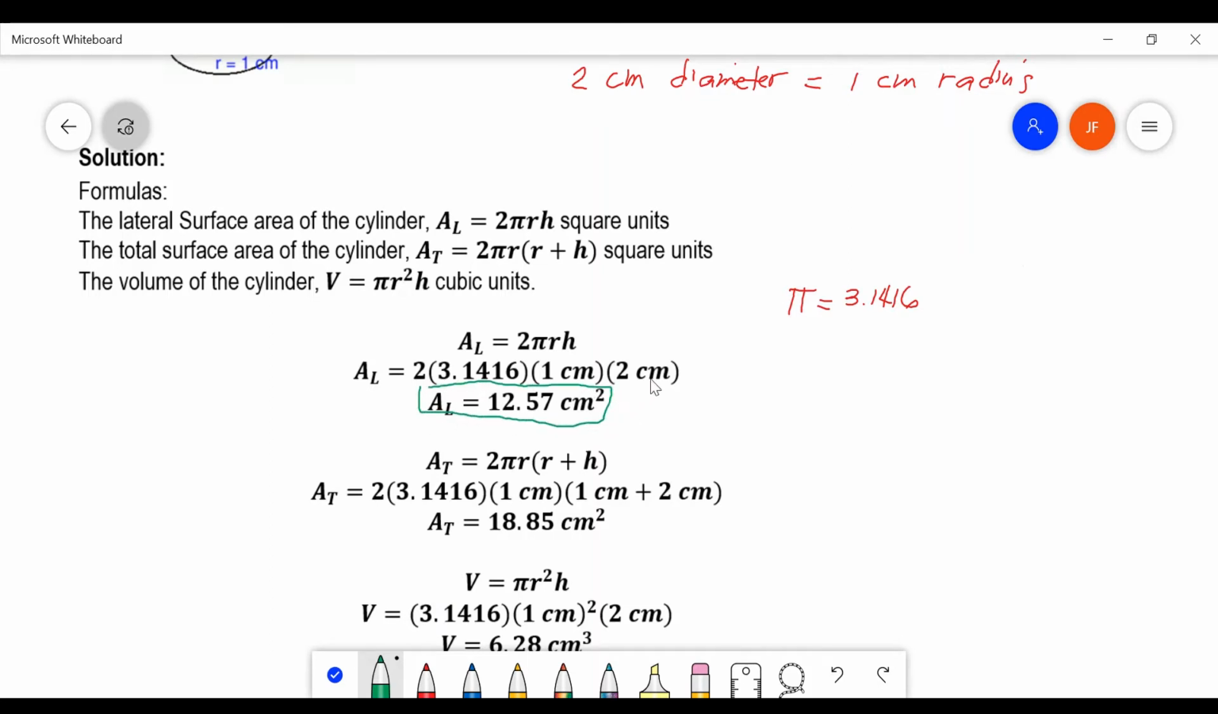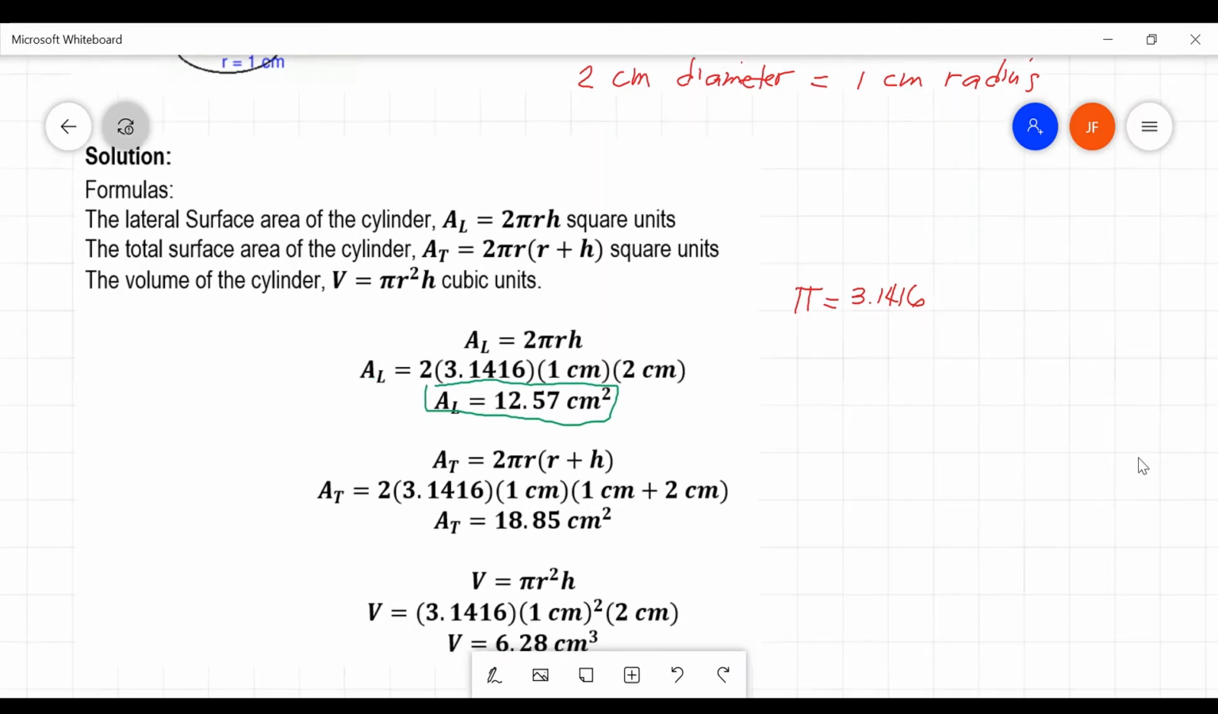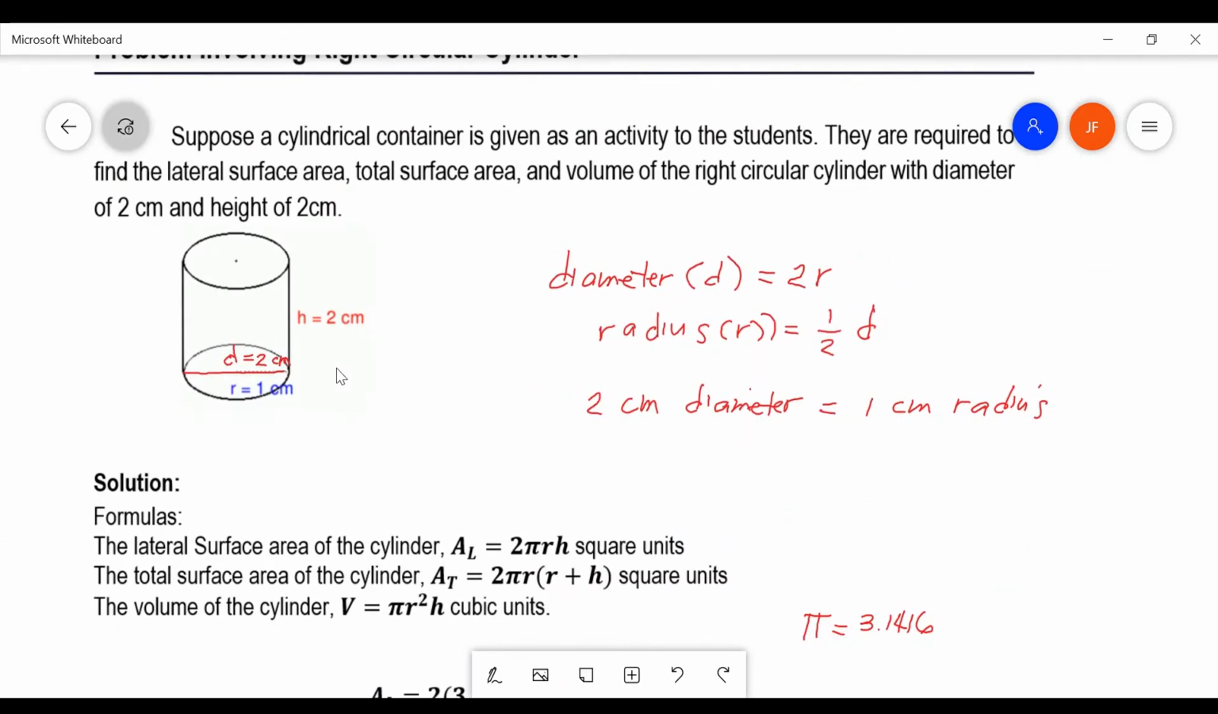Okay, so the lateral surface area, if we relate this in this figure, is the area that surrounds this cylinder, meaning the area of the top base and the bottom base, plus the area of this surrounding circular plane that is being molded in a curvilinear pattern.